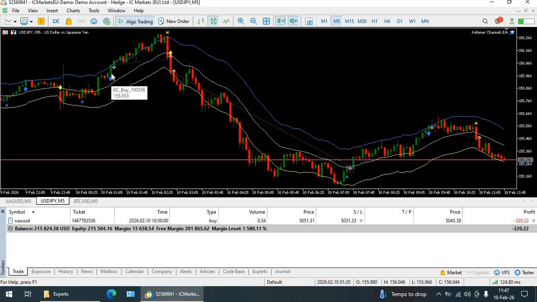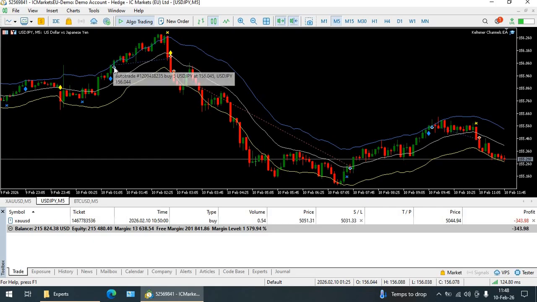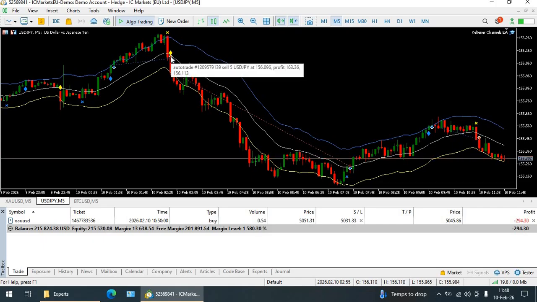Here it was a breakout signal. The candle closed above the upper line of the channel, so under it you can see this blue diamond, and the trade was placed at the opening of the next candle. The trade evolved until this candle here closed under the midline. You can see the X cross, which is a signal to close the trade, and the trade was closed at the opening of the next candle.